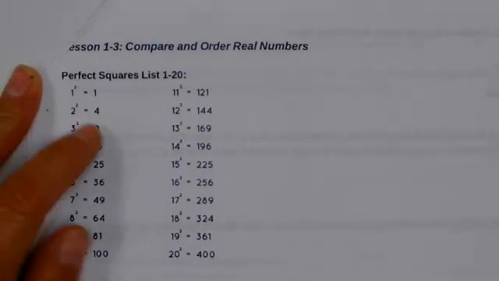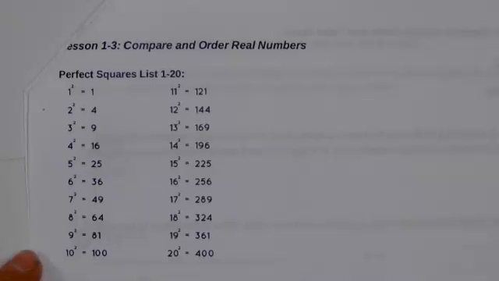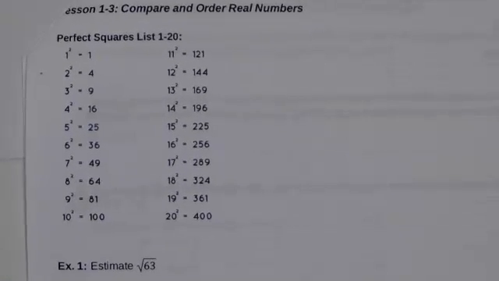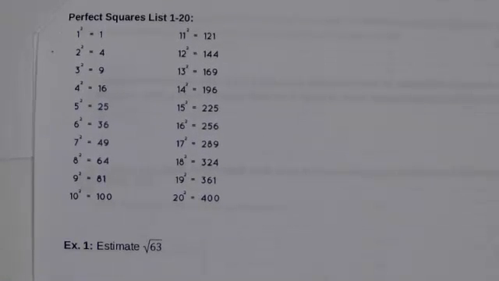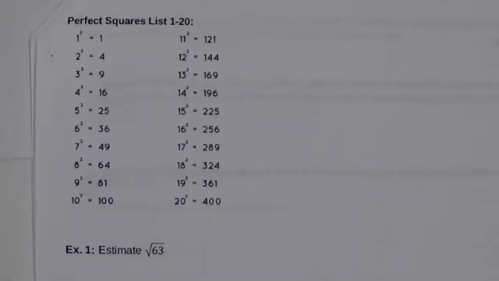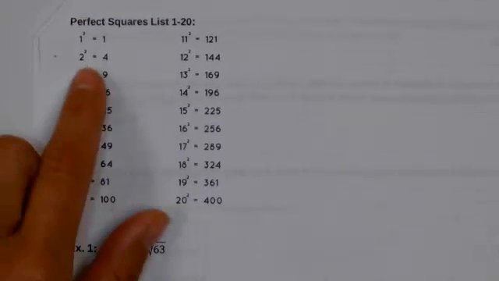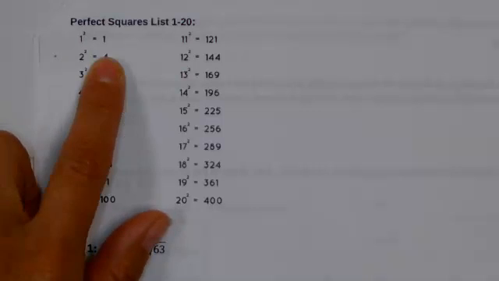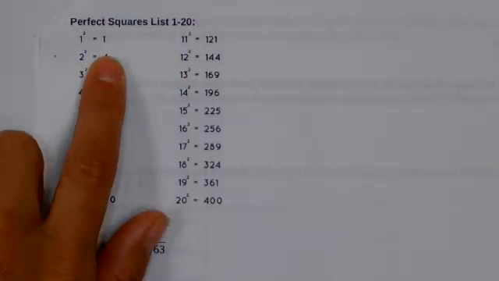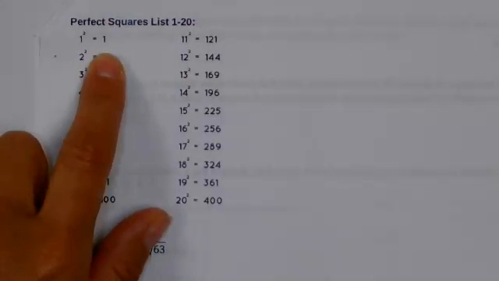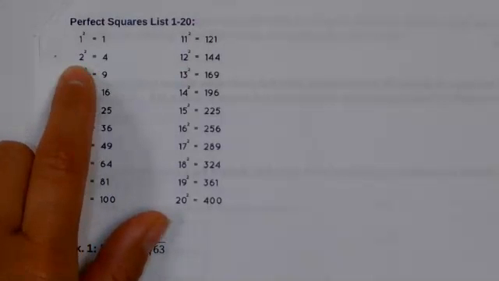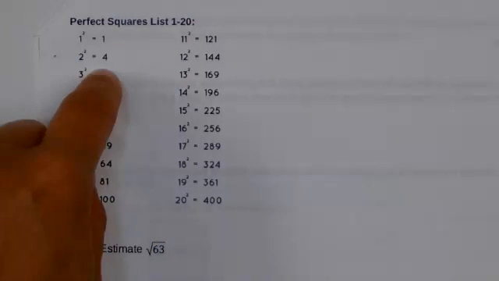And we're going to start by talking about our perfect squares. Just a reminder that a perfect square number is a number that has factors you can multiply by themselves to get it. So 1 times 1, or 1 squared, is 1. That makes 1 a perfect square. 2 times 2, or 2 squared, is 4. So 4 is a perfect square.